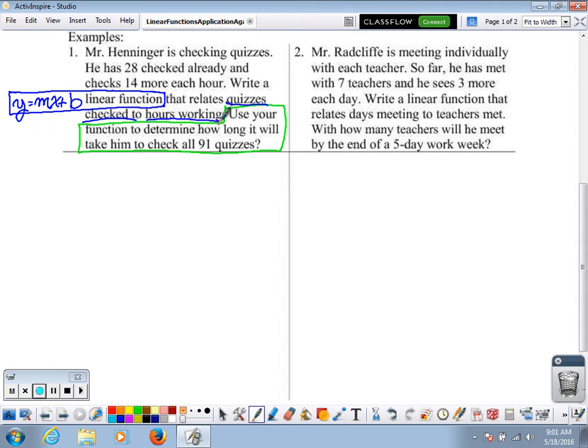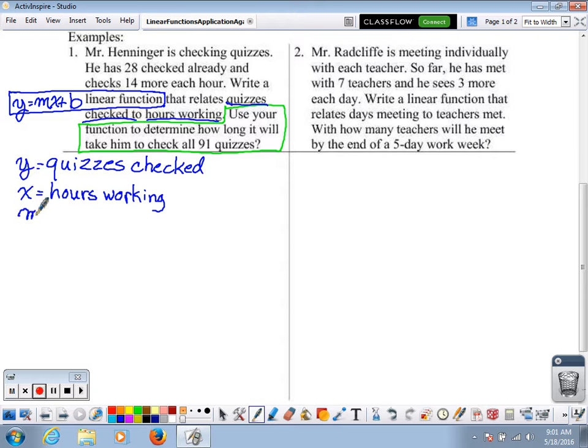When they tell you to write that function, guys, they're telling you what x and y are. They flat out state it relates quizzes checked to hours working. Those are going to be my variables. Those are going to be my x and my y. Now, hours working. Hours is a unit of time. What did we say? If time is one of our variables, it's probably going to be x. So the hours working is x. The quizzes checked is our y.